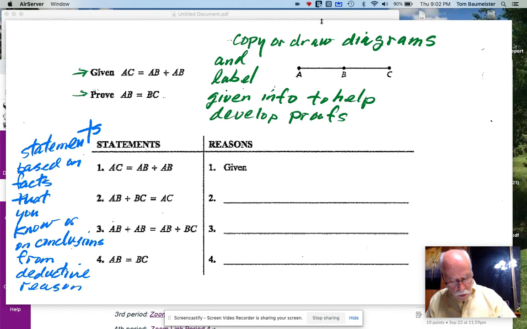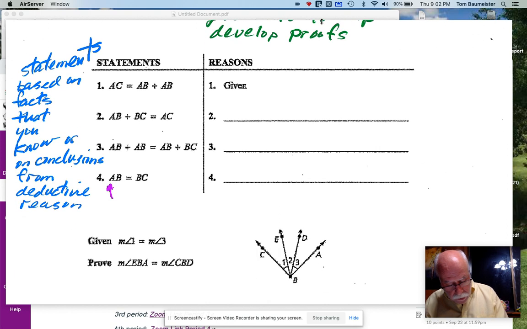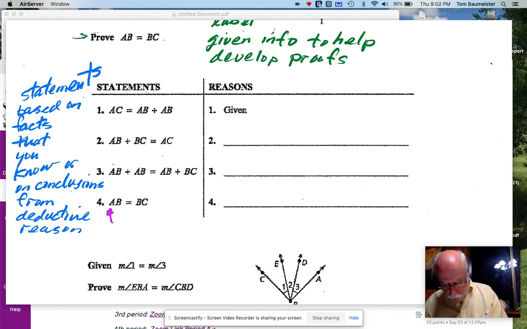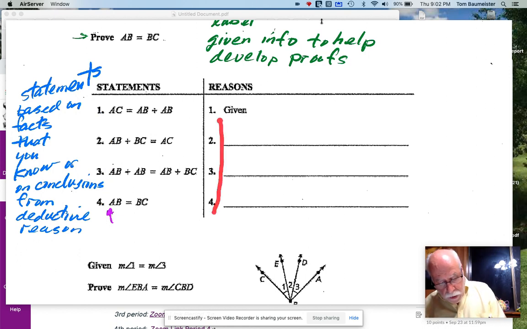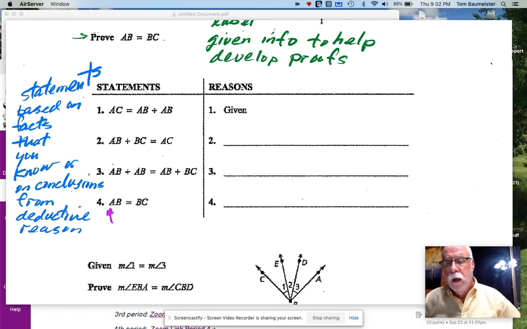All right, this one here has 4 statements. Notice that the right way to do it would be, if you see 4 statements here, number them, and in the other column, number the reasons. I think for the most part, unless I give you a worksheet, most parts will be given for you. But the number of statements will vary.